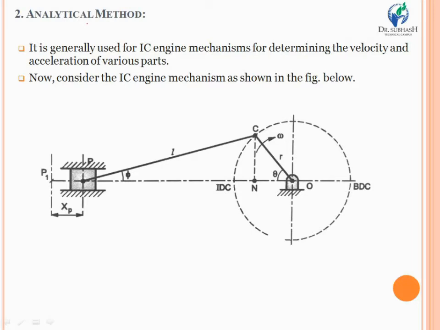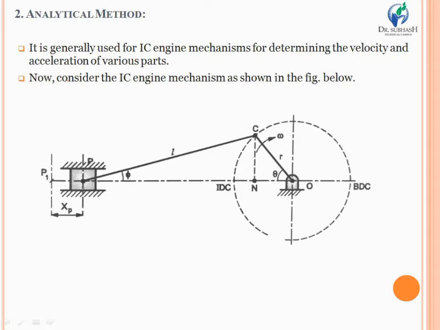And now we are going to discuss the second procedure through which you can also calculate the components of acceleration and velocity of any kind of mechanism that you are given, and you can analyze the mechanism and links too. So this is the analytical method through which you can calculate the velocity and acceleration components. Generally, this analytical method is used to find out the velocity and acceleration of various parts of especially an IC engine.